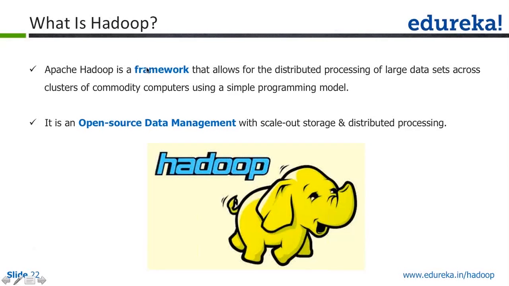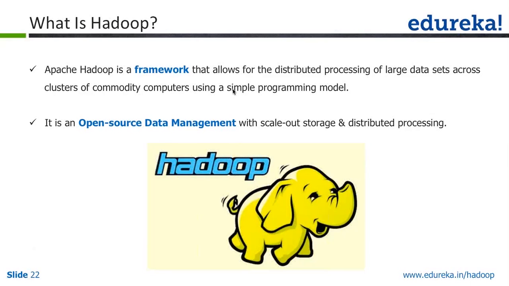Now there was a question that there are many other distributed file systems available. Google has one, Red Hat has one. Hadoop also has a distributed file system, but Hadoop is not just that. It is a complete framework which allows you to do processing over large data sets across clusters of commodity computers using a simple programming model. And this simple programming model is called MapReduce. We will be looking at that as we go ahead.